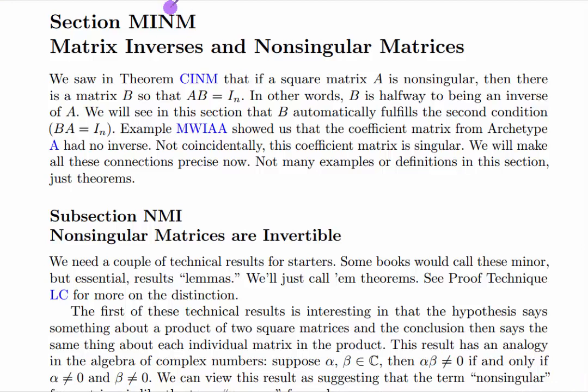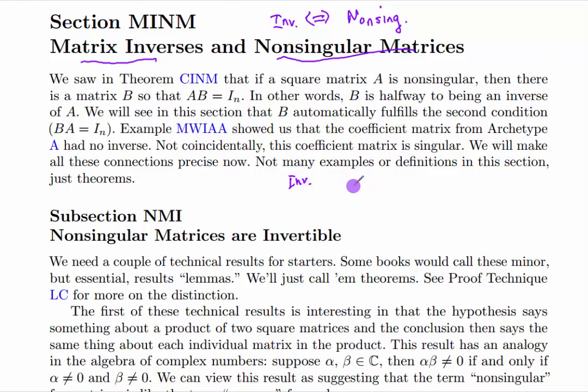Okay, the point of this section is to relate these two concepts, invertible matrix and non-singular matrix. And the conclusion that we're going to arrive at is that a matrix is invertible if and only if it's non-singular. These are just two different ways of characterizing the same type of matrix. Now remember what invertible means.